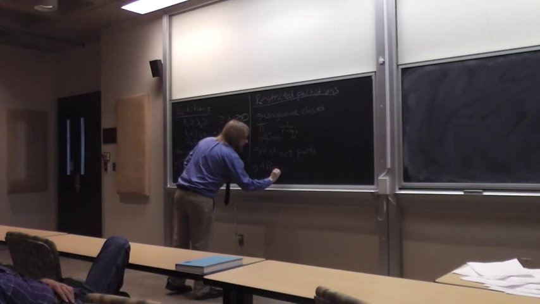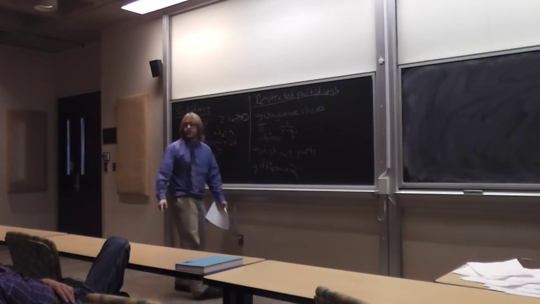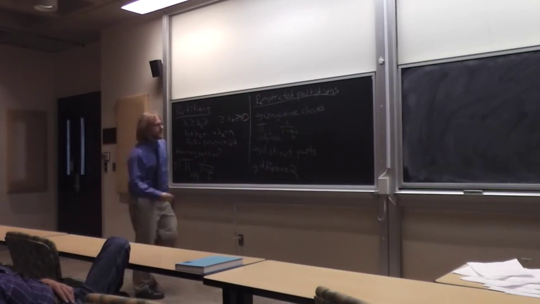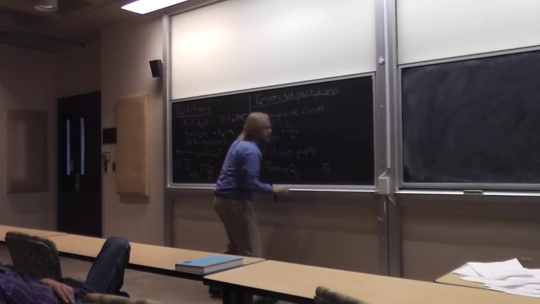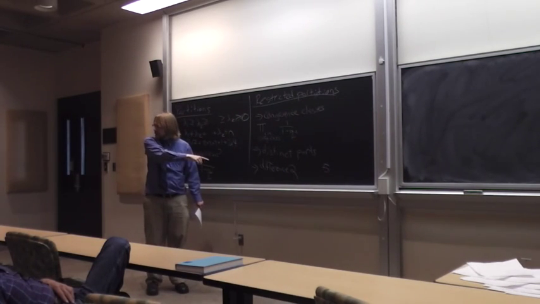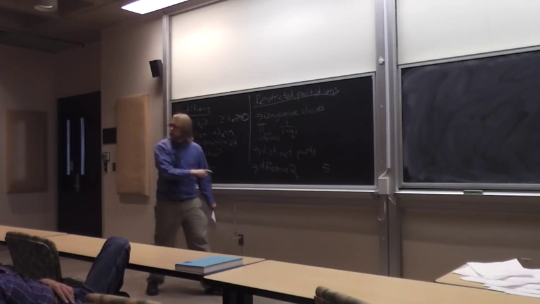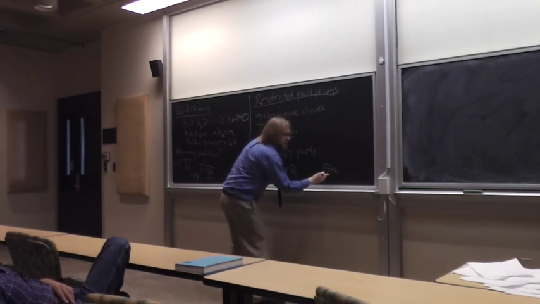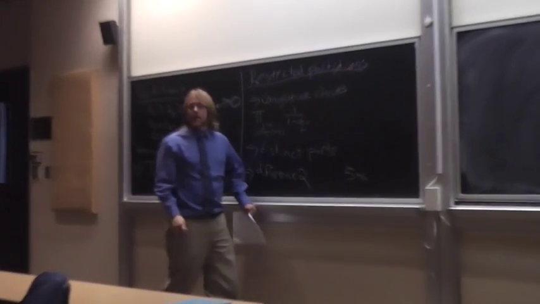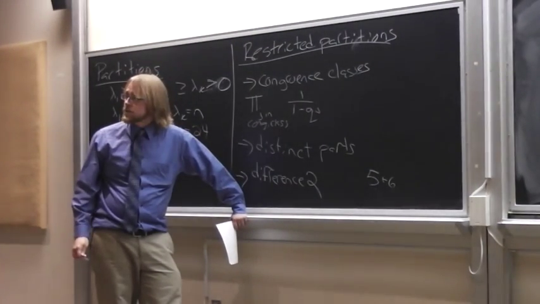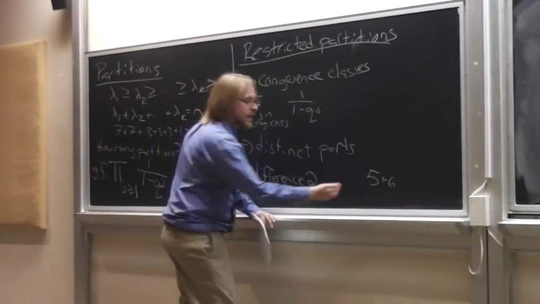I could also have difference 2. So now, if I have, say, 5 in my partition, not only can I not have another 5, but I can't have a 4, and I can't have a 6. So these are adjacent parts that differ by only 1 from each other, so this isn't allowed.